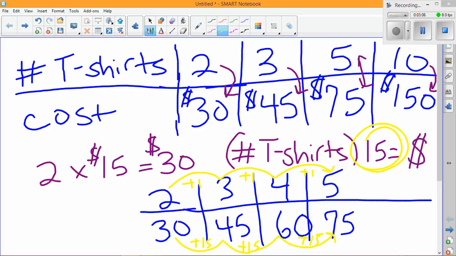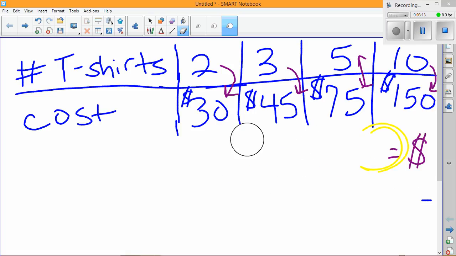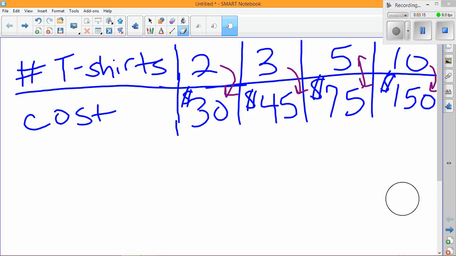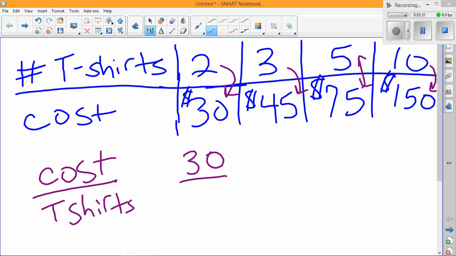The other way that you can actually solve this problem is by figuring out unit rate. How much does it cost per t-shirt? So if I want to figure out the cost per t-shirt, I need to take the cost and divide it by the number of t-shirts. So 30 divided by 2, I would get 15.